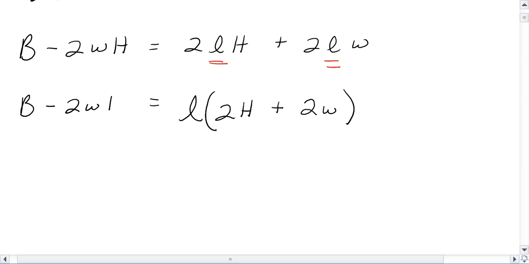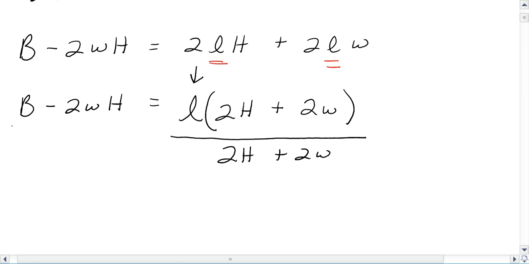Well, by pulling the L out, factoring it out, it isolated it. Now this L is alone. It gave me one step closer to my goal. Remember, this can be treated just like a number, just like this was L times 12. If it were L times 12, we'd divide both sides by 12. Well, treat this 2H plus 2W just like you would if it were a 12, and divide both sides by that mess.